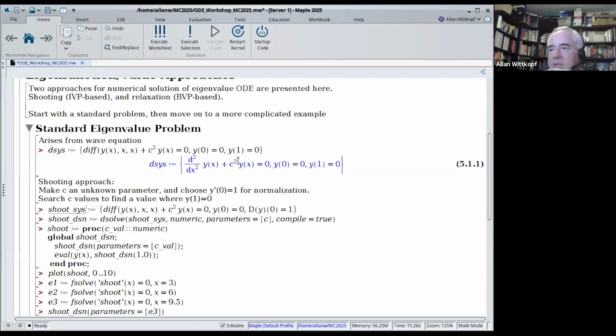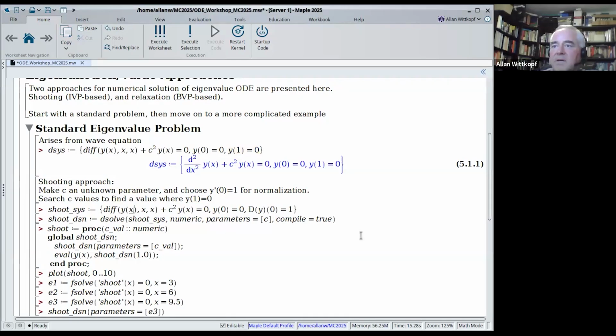So there are going to be solutions for discrete values of C, and we want to try and find these. Okay. Several of you are probably familiar with shooting. So in the shooting approach, we make C an unknown parameter, and we choose a value for y prime at 0 to get normalization. This is to avoid that 0 solution specifically. Okay, and we're going to search for C values that give y at 1 is 0. In other words, match our second condition here.